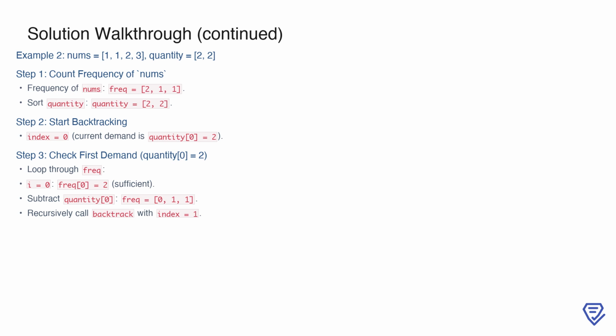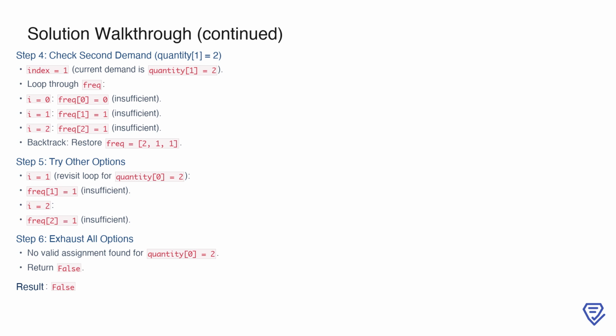First, we calculate the frequency of nums, which gives frequency equals [2, 1, 1]. The quantity array is already sorted as [2, 2]. We start backtracking with index equals 0, focusing on the first demand, quantity[0] equals 2. We loop through frequency to check if any value can meet this demand. At i equals 0, frequency[0] equals 2, which is sufficient. We subtract quantity[0] from frequency[0], leaving frequency as [0, 1, 1], and then make a recursive call to backtrack with index incremented to 1. At index equals 1, we attempt to satisfy the second demand, quantity[1] equals 2.